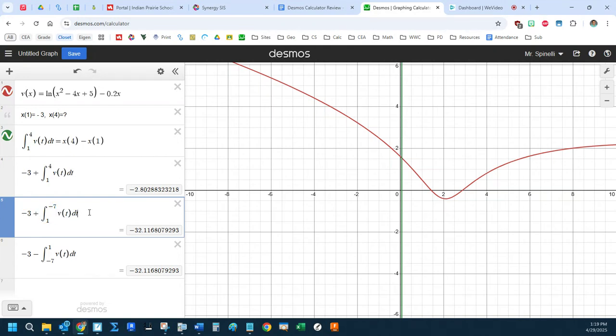If you want to use that concept of, okay, I'm going to the left, so I've got to do a minus, whatever floats your boat.